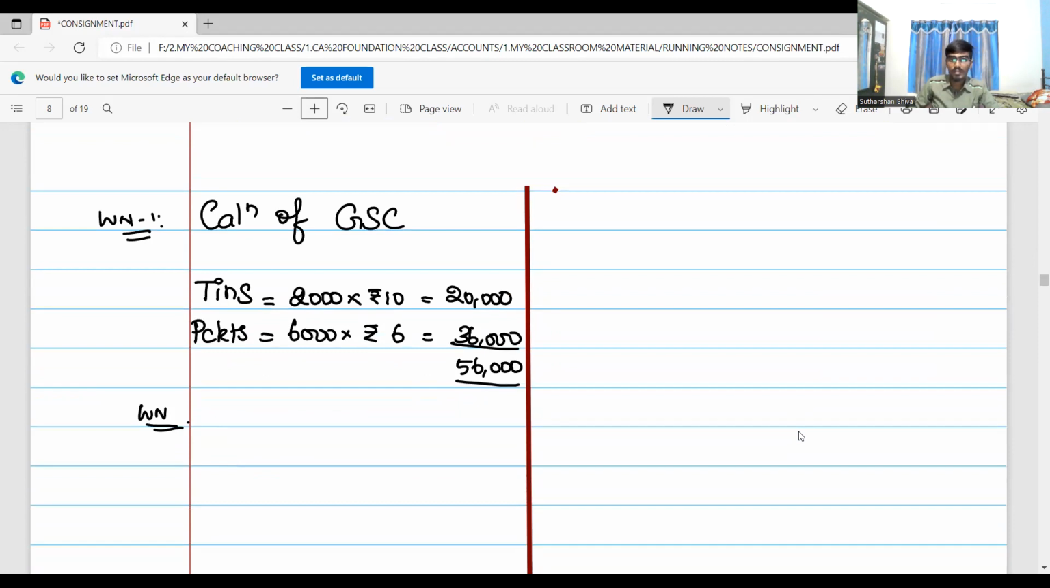Here we can write, okay. Working note 2, schedule of expenses. We are following the to-pay basis, right? To-pay basis means the consignor never pays any expenses. It should be paid by the consignee and ultimately borne by the consignor.